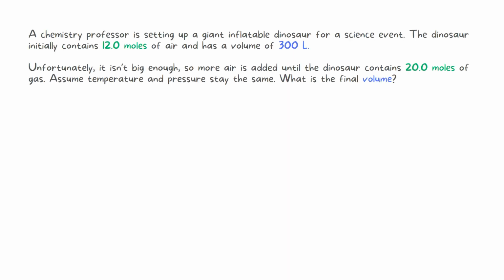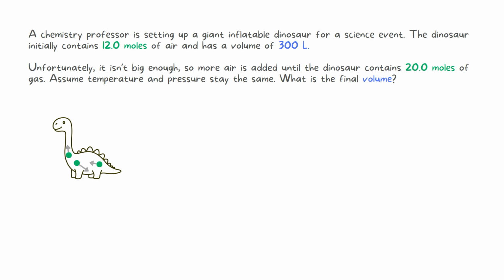Okay, here's the last one. A chemistry professor is setting up a giant inflatable dinosaur for a science event. The dinosaur initially contains 12.0 moles of air and has a volume of 300 liters. Unfortunately, it's not big enough, so more air is added until the dinosaur contains 20.0 moles of gas. Assume the temperature and pressure stay the same. What is the final volume?